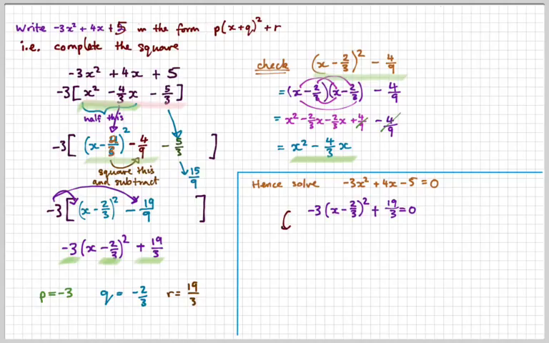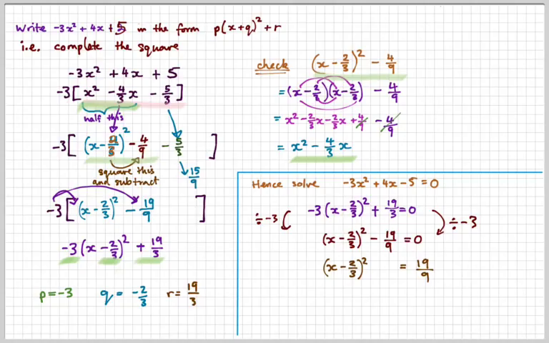The first thing you might do is divide by minus 3. So if you divide everything by minus 3, you get this. Okay? Divide the first term by minus 3, you get x minus 2 thirds squared. Divide the second term, you get minus 19 ninths. And dividing the right-hand side by minus 3, you still get 0. You could then add 19 ninths to both sides.